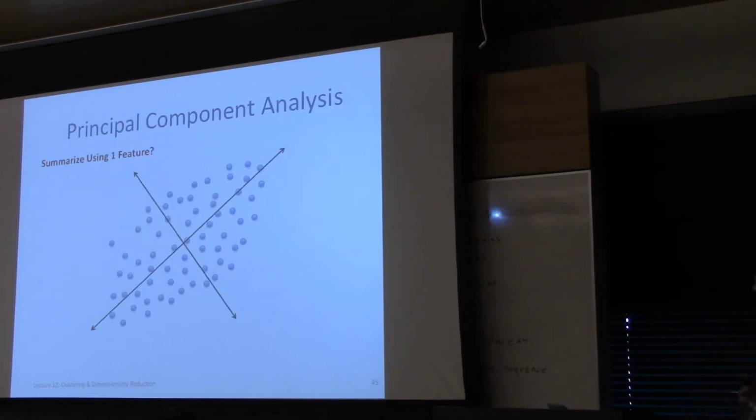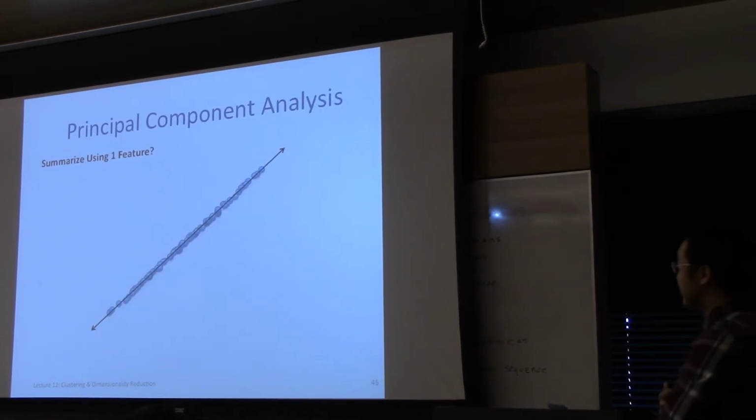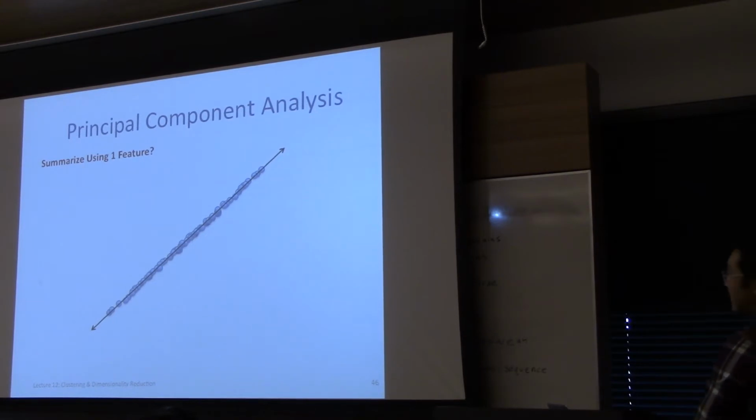Right, so we already talked about this. If I wanted to summarize this data set using just one feature rather than two, I would choose this feature, because it is the single direction that, if I projected all the data points along it, preserves most of the variability of the data set.